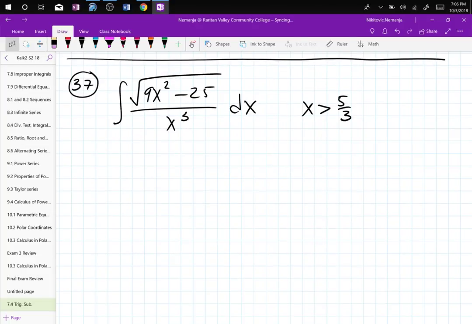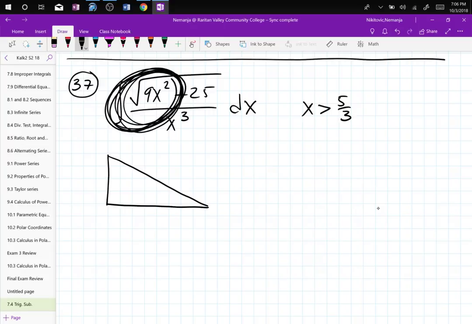Why? Well, now you have 9x squared. It's a minus, so hypotenuse is what? What's the hypotenuse? 5. Hypotenuse is always first when you have a minus sign. What's the square root of 9x squared? Exactly. 3x.